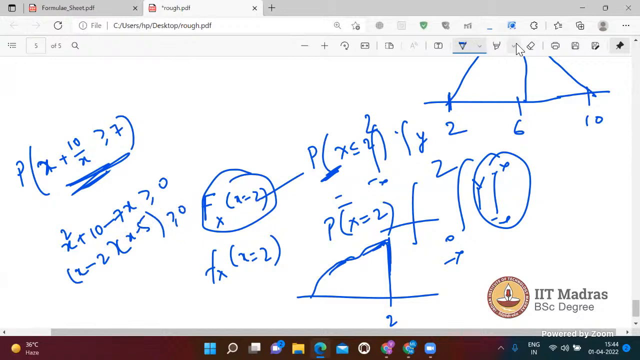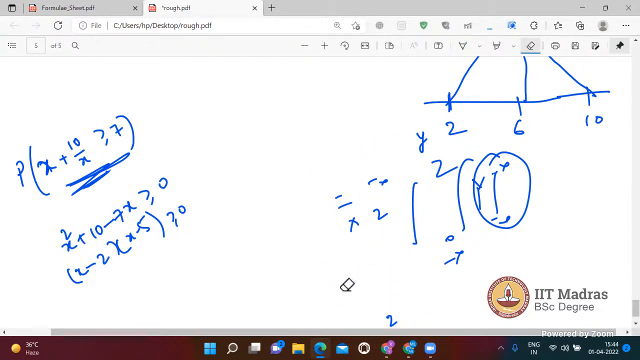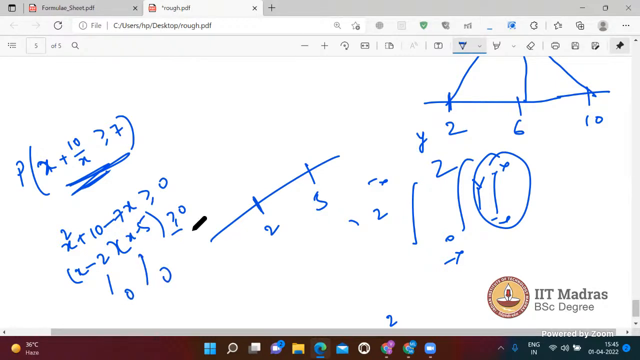Okay. And then for what values is the expression greater than 0? You can plot it: for example, this is 2 and this is 5. Just take some values less than 2, like 0. If I put 0 here, it satisfies our condition, right? So all values less than 2 will be there.